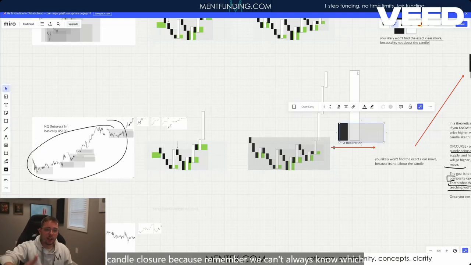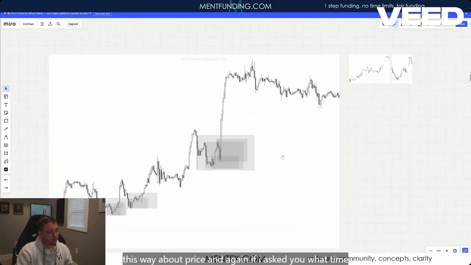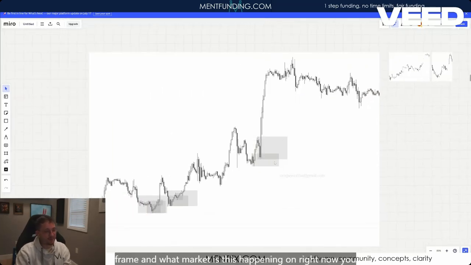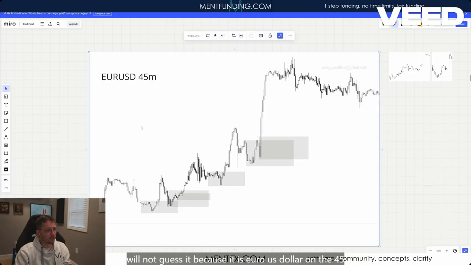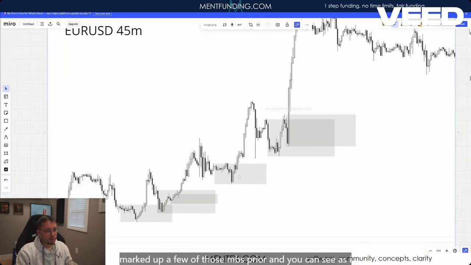Because remember, we can't always know which candle it's happening on, which is why you're learning to think this way about price. And again, if I asked you, what time frame and what market is this happening on right now, you will not guess it, because it is Euro US dollar on the 45-minute. Who would have known?